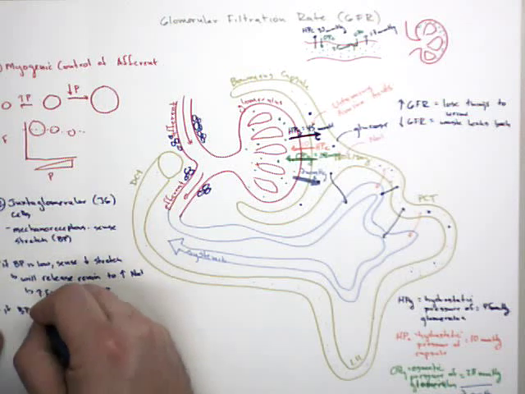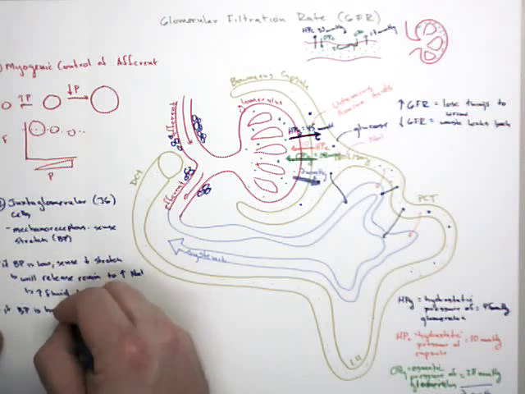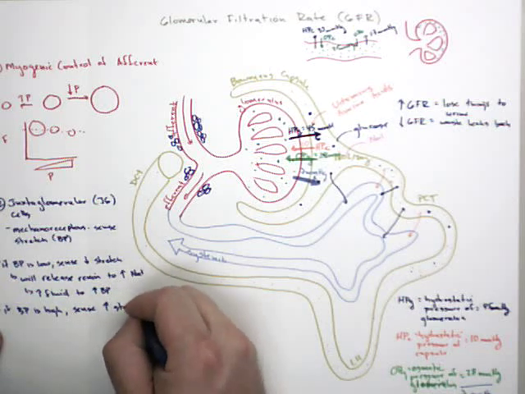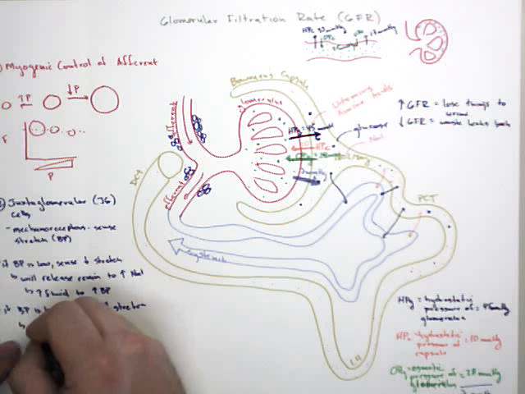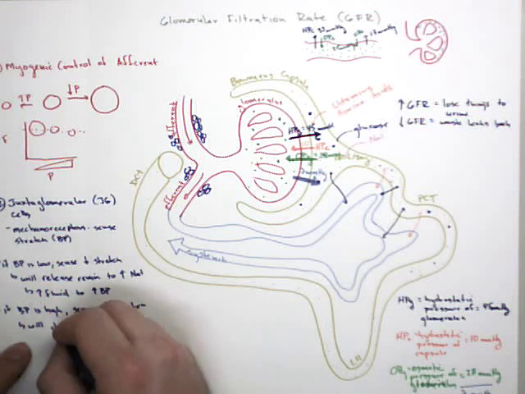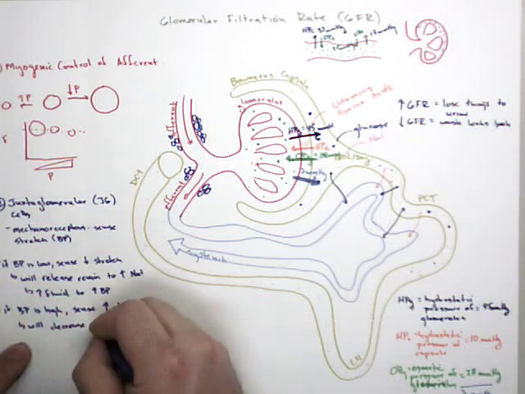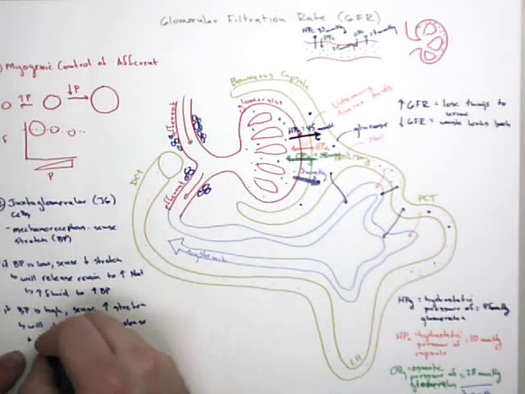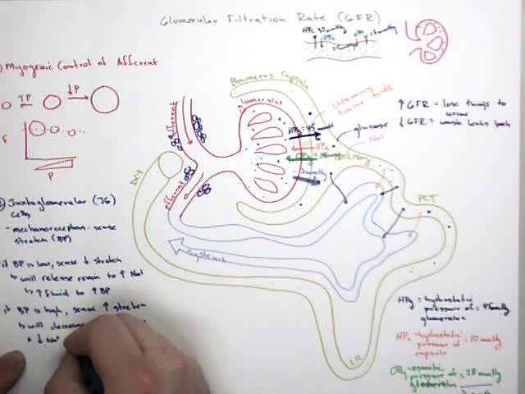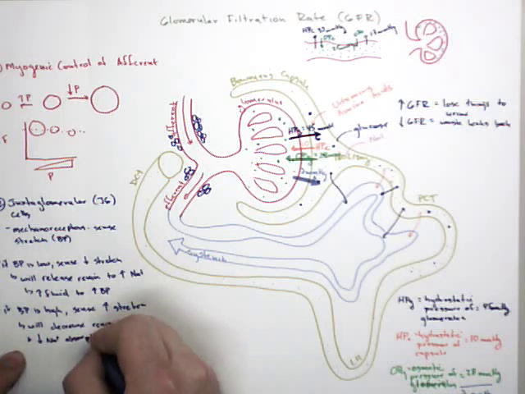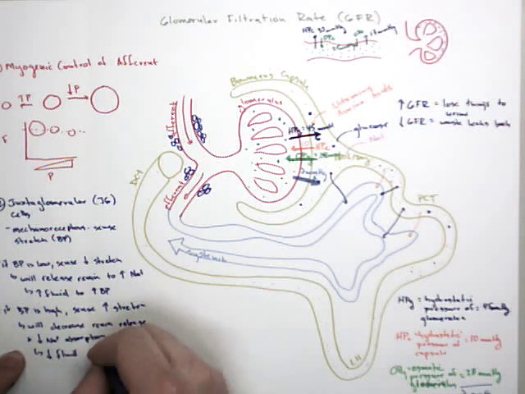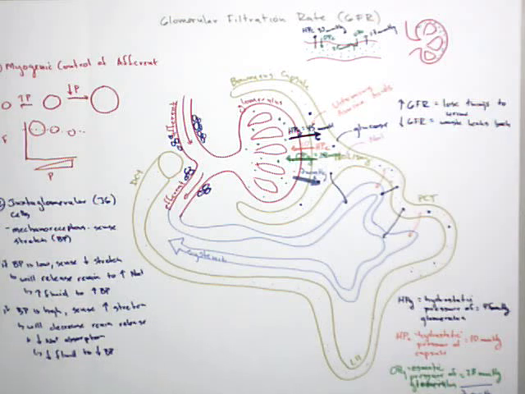If BP is too high, JG cells sense increased stretch, will decrease renin release and decrease sodium absorption. This would decrease fluid to decrease blood pressure.